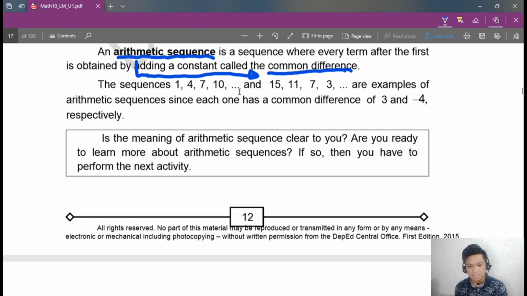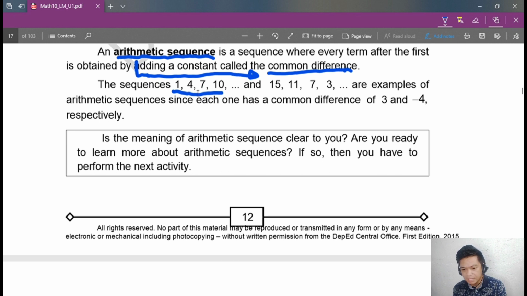Take for instance, meron tayong example dito. 1, 4, 7, 10 is a sequence. So, paano natin malalaman kung arithmetic sequence siya? Sinabi kanina sa definition that it has a common difference. Now, to get the common difference, all you have to do is just identify two consecutive terms. Halimbawa ito, sa 1, 4, 7, and 10.